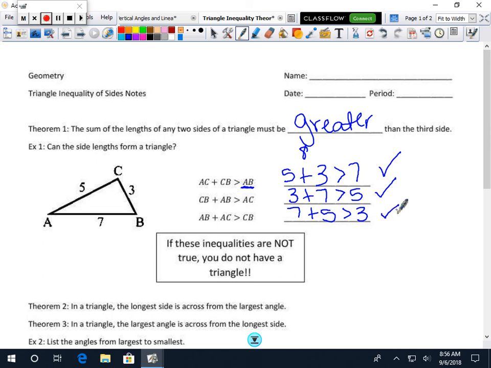as well. If these inequalities are not true, then you do not have a triangle. So the sum of two sides has to always be greater than the third side for the sides to all form a triangle.